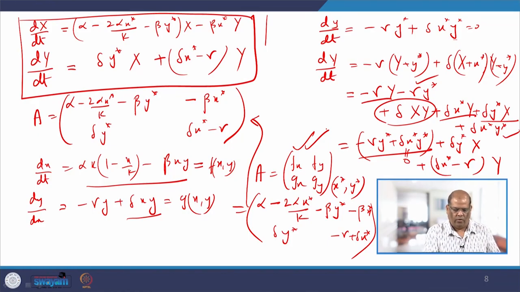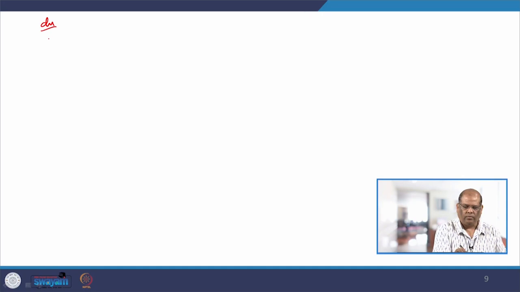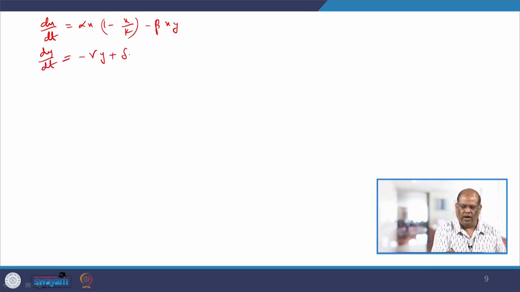We now have to look into the stability of the system. For that, you need to find the equilibrium solution. To find the equilibrium solution, you have to put dx/dt equal to 0, which is alpha x (1 minus x by k) minus beta x y, and dy/dt equal to minus gamma y plus delta x y. So, you put this equal to 0, you put this equal to 0.